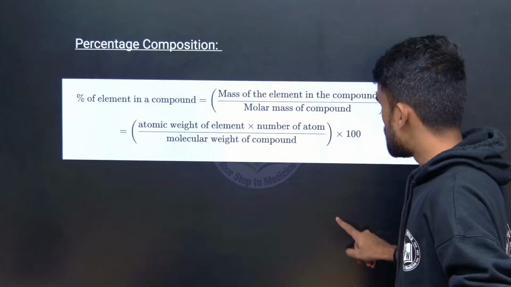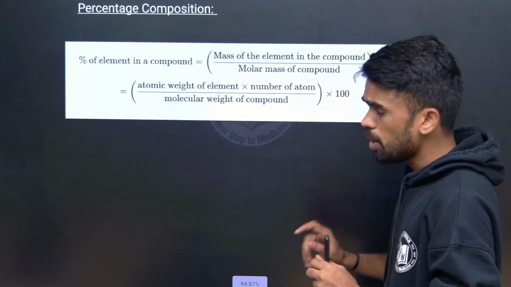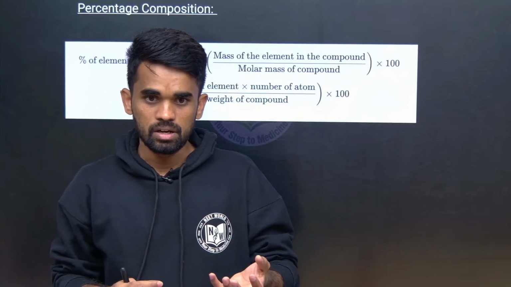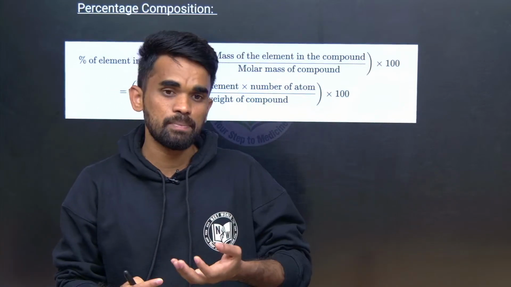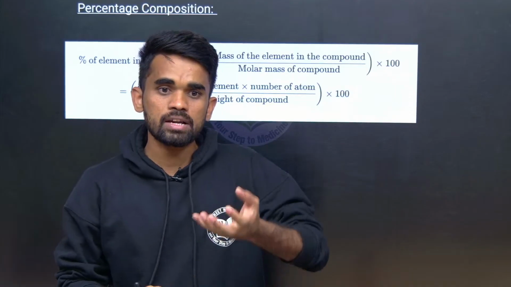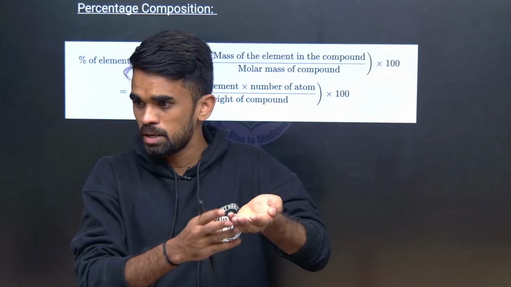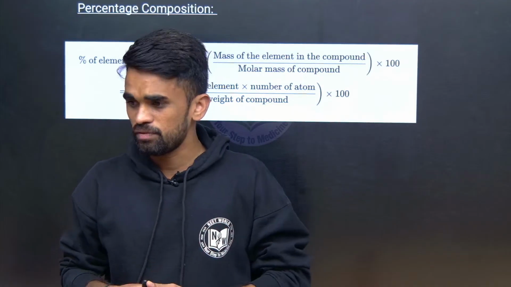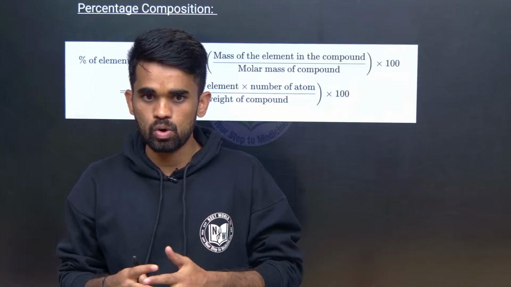For example, if someone asks you what your mathematics marks are out of total marks, how will you say the percentage of mathematics marks? Marks obtained in mathematics divided by total marks into 100. So this gives the percentage of mathematics marks compared to the overall marks, right?